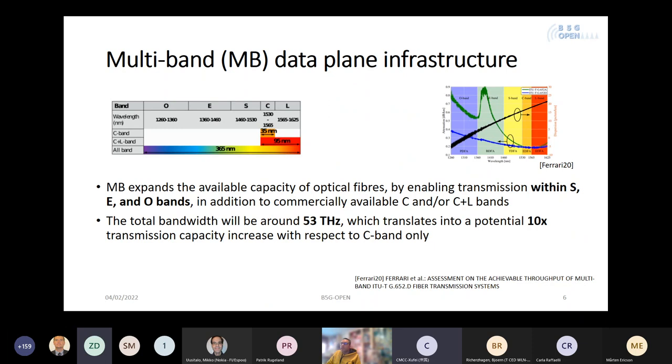So, as mentioned, the main technology that lies behind this is multiband. As you know, up to now, the commercial systems mostly used C-band. Recently, the use of L-band was also commercially available, so there are a few examples out there that use the L-band, but not the other bands, which are less efficient but still usable: the S, E, and O bands. So if we can make use of the whole band, compared to what we have today in the C-band, we will have a 10 times transmission capacity increase. Okay, so with that, we expect to be able to fulfill the requirements of 6G.